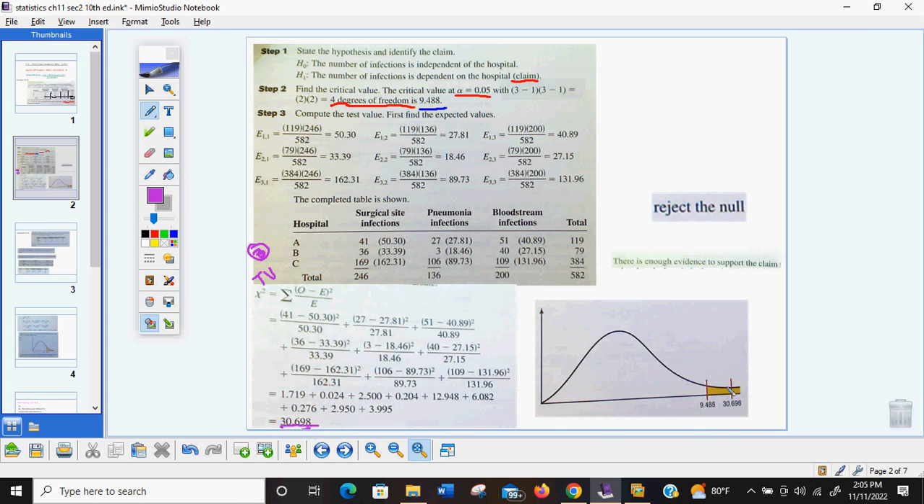And that gives you a test value of 30.698. Now that is greater than 9.488. So that would be over here. Now for step 4, we look at the white area. It is empty. When it is empty, we reject the null. So that's our step 4. For step 5, we have to go back to step 1 and see what they claimed. They claimed the shaded area, the alternative. Go to the shade and look for your evidence. It's there. So there is enough evidence to support the claim. It is dependent upon which hospital you go to as to how likely you are to get an infection.